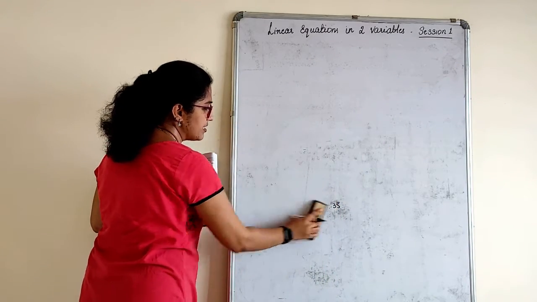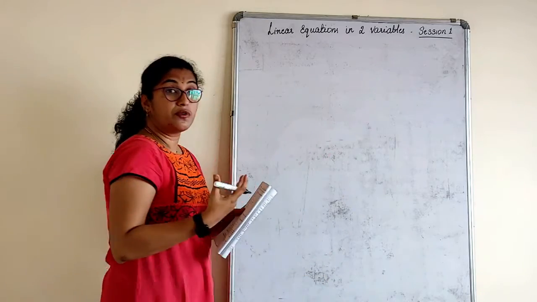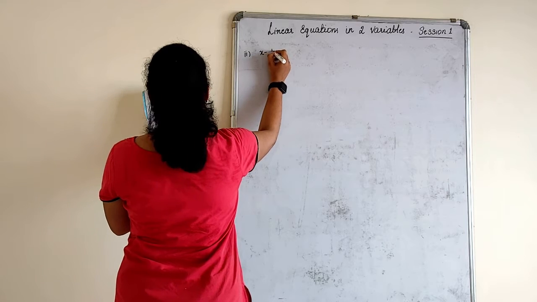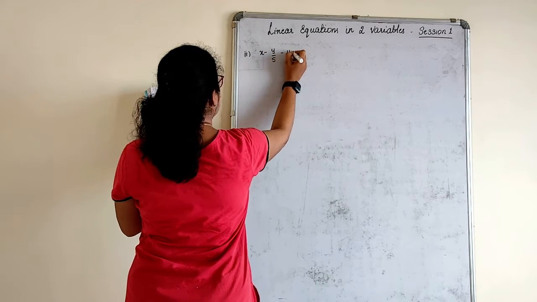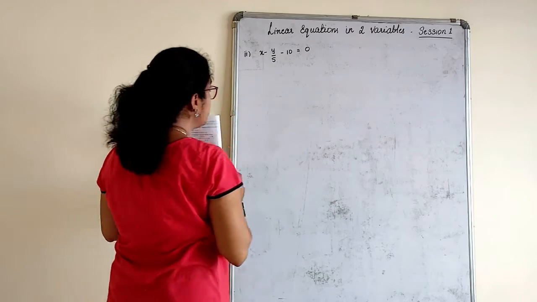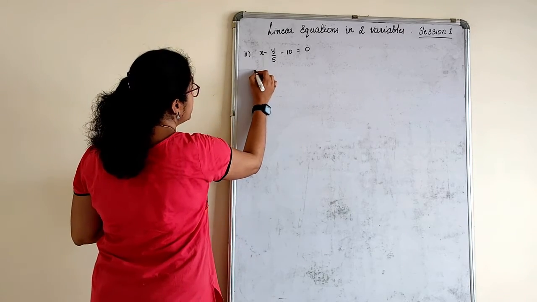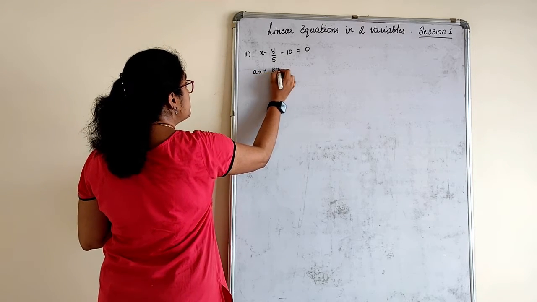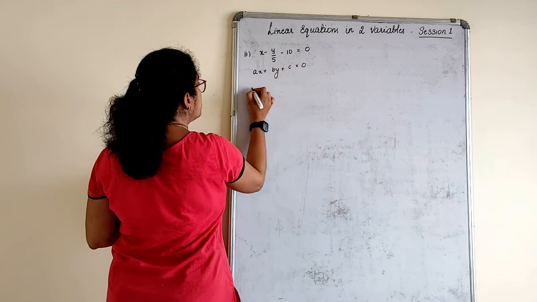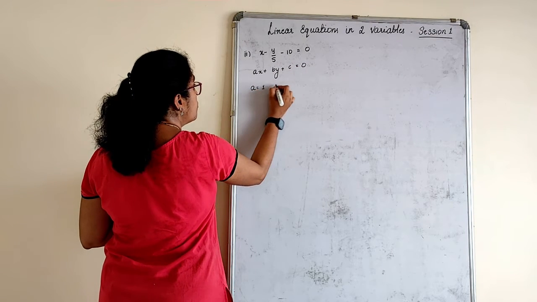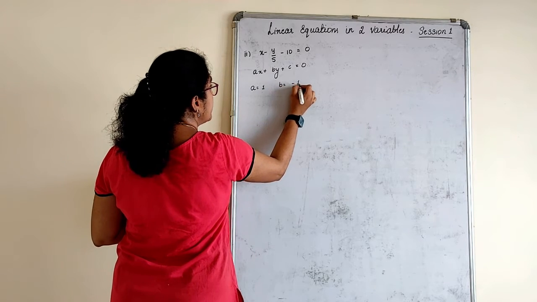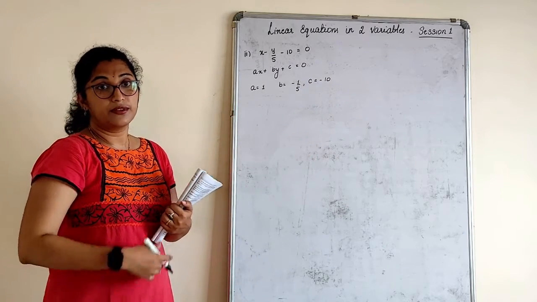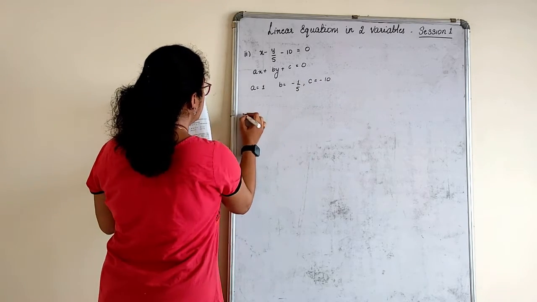So I'll not give any homework here because it is a very simple part. You can just look for some worked examples if a similar part is there. Second one, x minus y by 5 minus 10 is equal to 0. The standard form is, I'm skipping the statements writing, ax plus by plus c is equal to 0, where a is 1, b is minus 1 by 5 and c is minus 10.